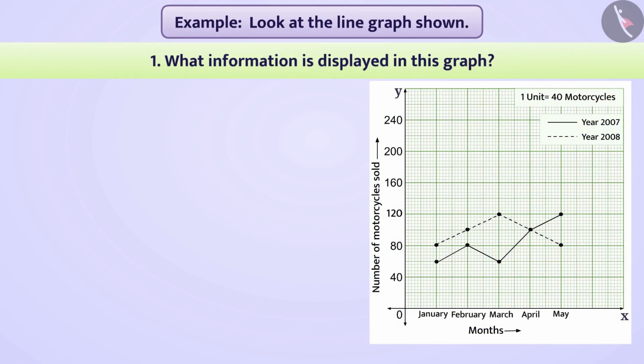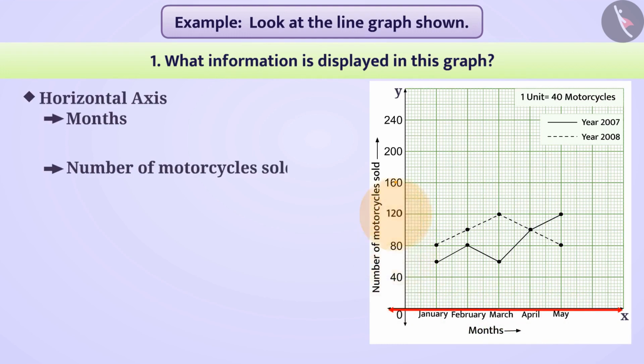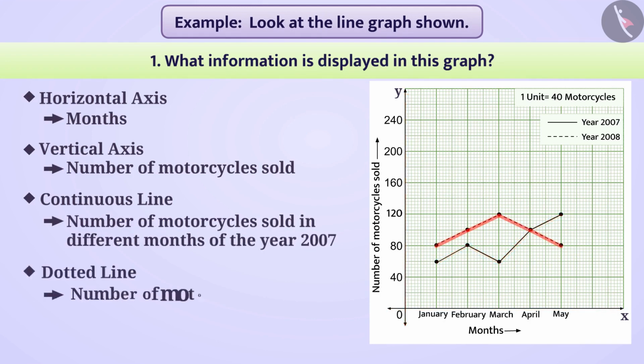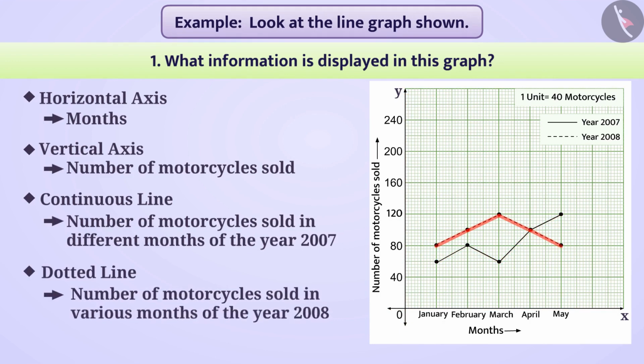The graph shows the months on the horizontal axis and the number of motorcycles sold on the vertical axis. In this way, the continuous line shows the number of motorcycles sold in different months of the year 2007 and the dotted line shows the number of motorcycles sold in the various months of the year 2008. The graph shown in this way compares the number of motorcycles sold in various months of the year 2007 and the year 2008.